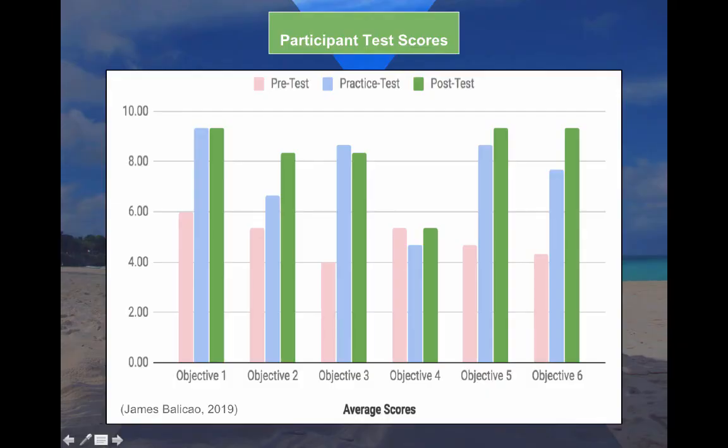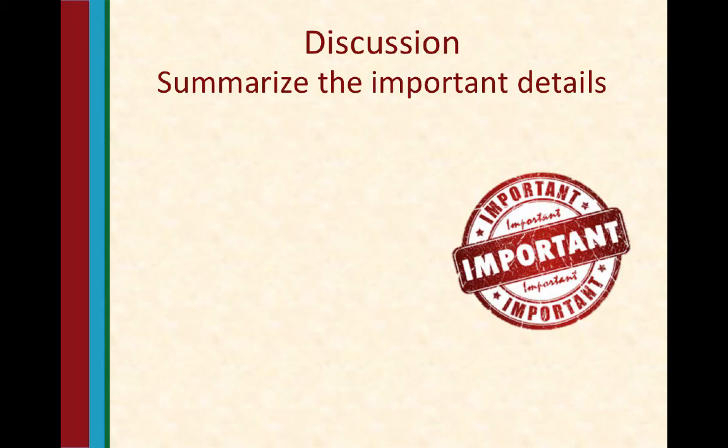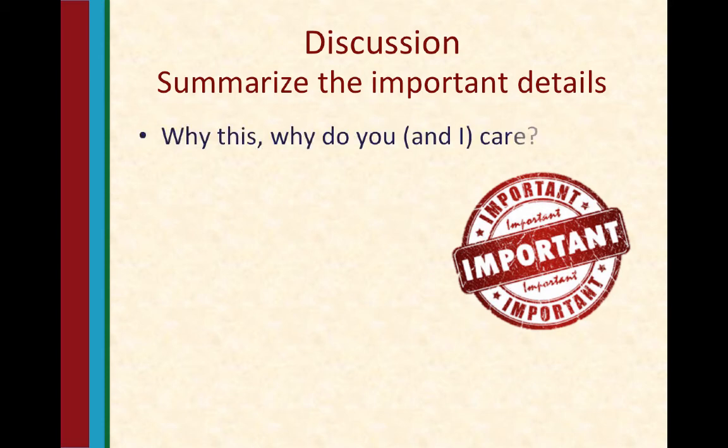Here's a good example. These are participant test scores. It's easy to see which objectives performed best on the post-test. Here are the survey results for that project. Again, clean and simple. Next is our discussion. You want to summarize the important details. Why this? Why do you or I care?